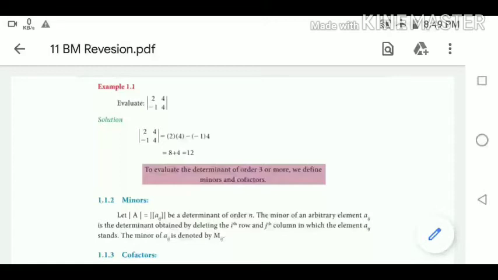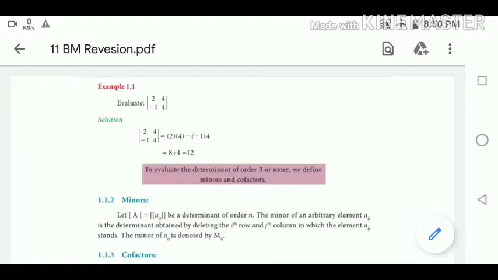In the last class, we studied, that is, revised the example sums. Today, we are going to revise the examples and exercise in 1.1. The important concepts we are going to revise today are minor of matrices, cofactor of matrices, adjoint of matrices and inverse of matrices.